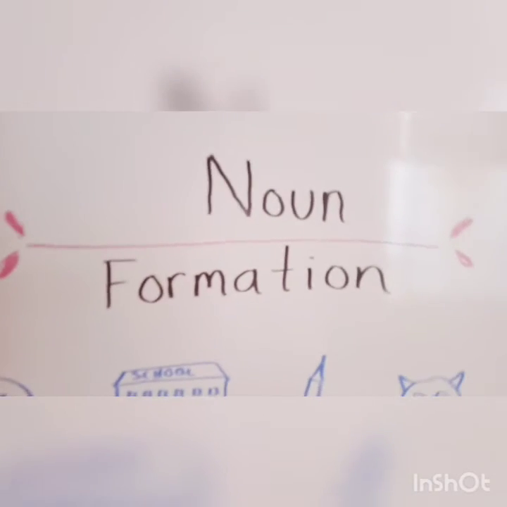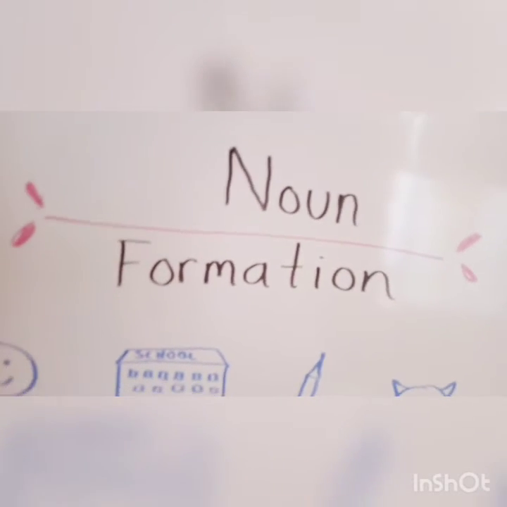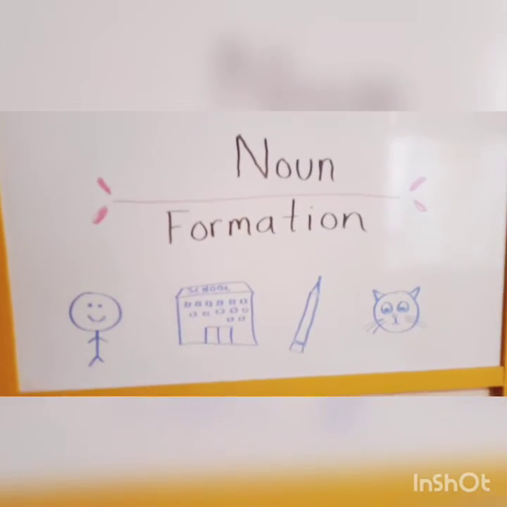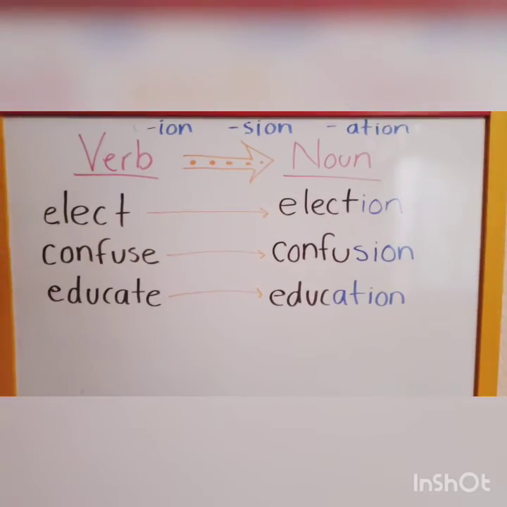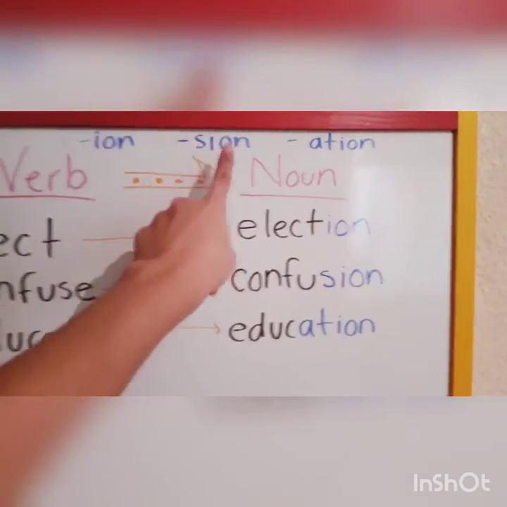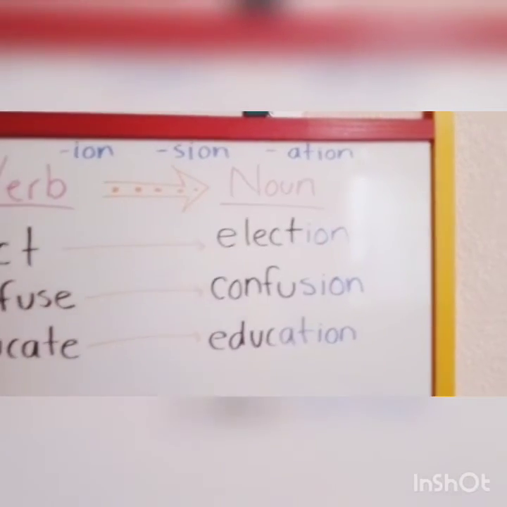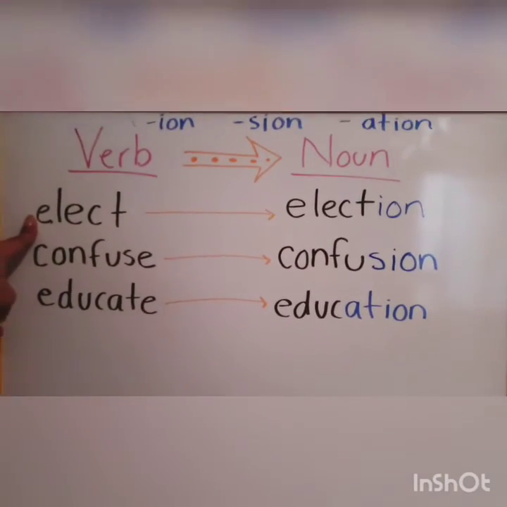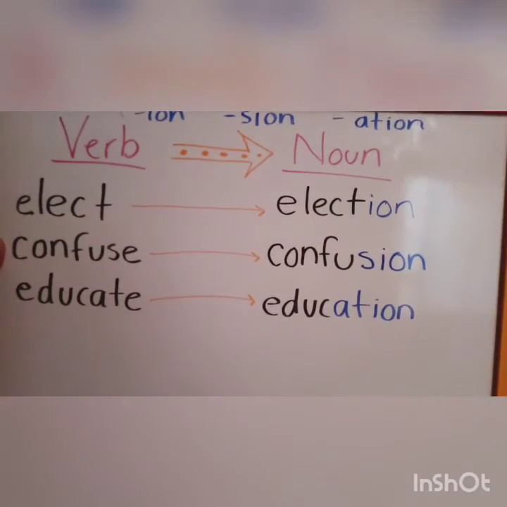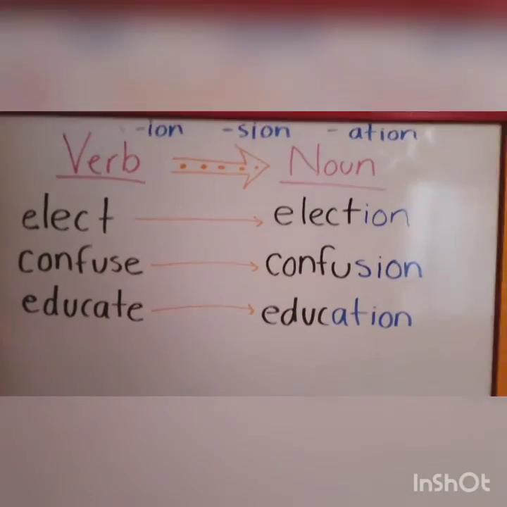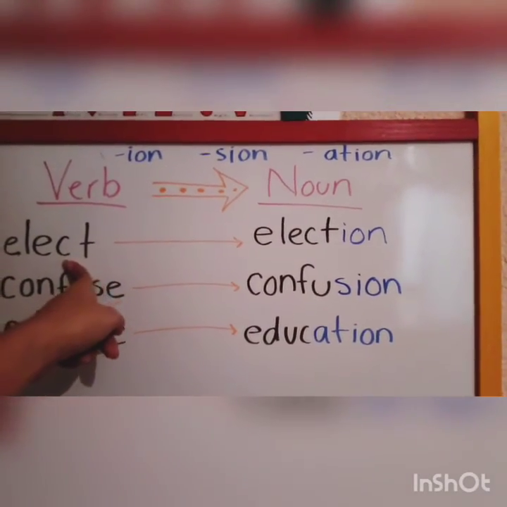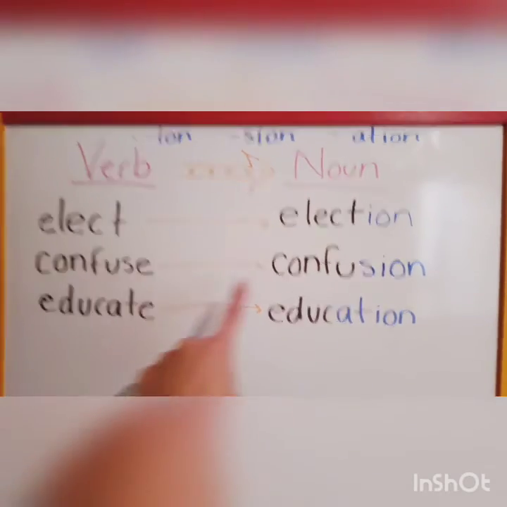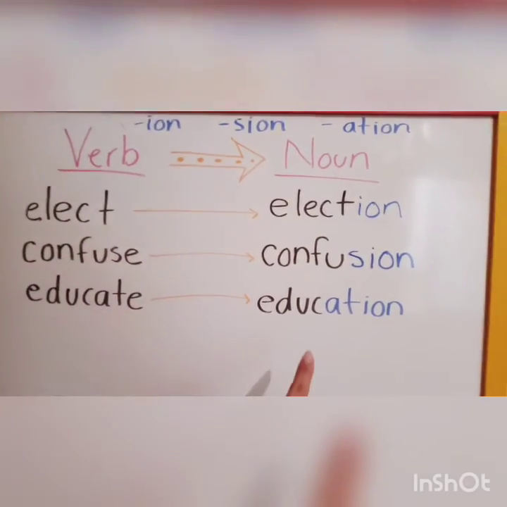Now let's talk about noun formation. Now, first, we have to go over what is a noun. Let's remember that a noun is a person, a place, a thing, or an animal. With many verbs, we can use ion, sion, or ation to make it into a noun. For example, we have these verbs elect, which would be in Spanish elegir, confuse, confundir, educate, educar, right? So we can change elect for election. It would be like elegir, elección. Confuse for confusion, and educate for education.